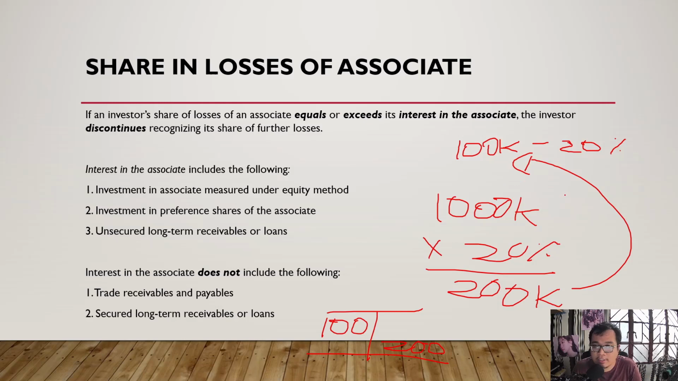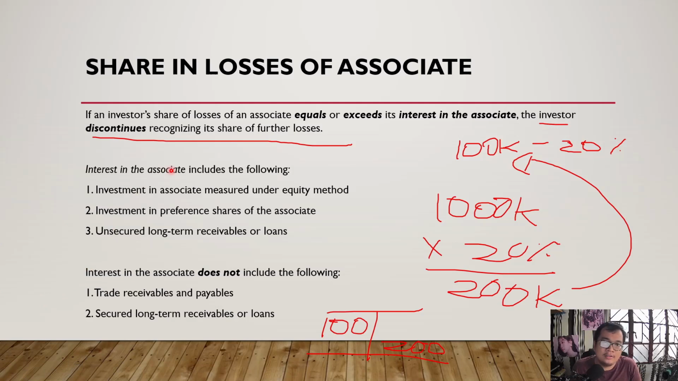So for example, it is just 100k. After years of losses, for the current year, only 100k is left of the investment in the associate, but you have not withdrawn. Maybe you are a martyr. You have not withdrawn. So for the current year, it incurred an additional 1 million in losses. Your share, 20%, is 200K. In that case, the losses exceed the interest in the associate, because your losses are 200K and your interest in the associate is only 100K. So in that case, the investor discontinues recognizing its share of the losses. You discontinue because it would be negative. My goodness, your investment there is poor, my friend.